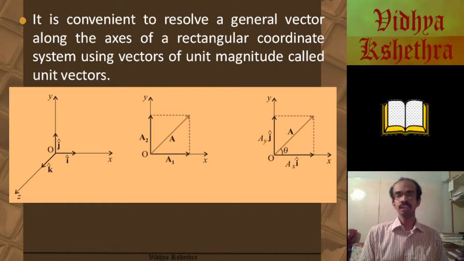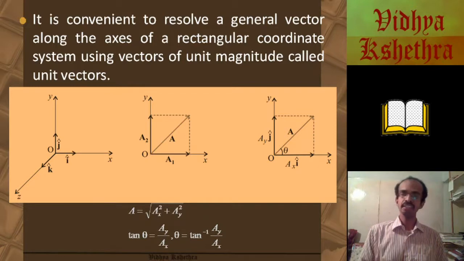Now we can resolve a vector A in the x-y plane. And this A is resolved as ay j cap, which is along the y-axis, and ax i cap, which is along the x-axis. From this, we can see that A, which is the total magnitude of the vector, is given by root of ax square plus ay square. And the angle theta, which the vector makes with the x-axis, is given by tan inverse of ay by ax.